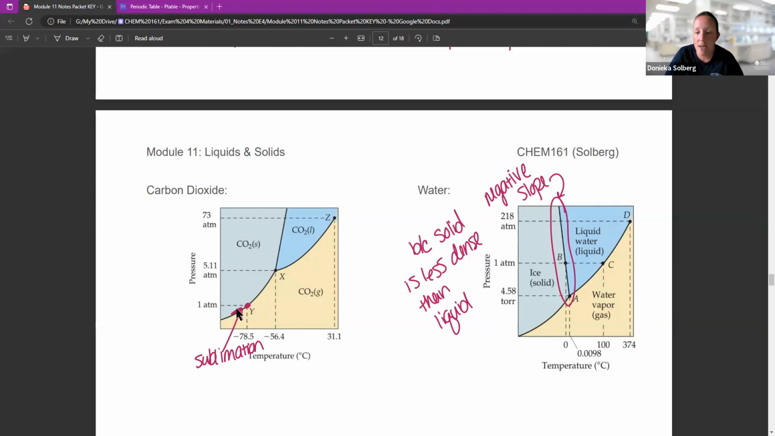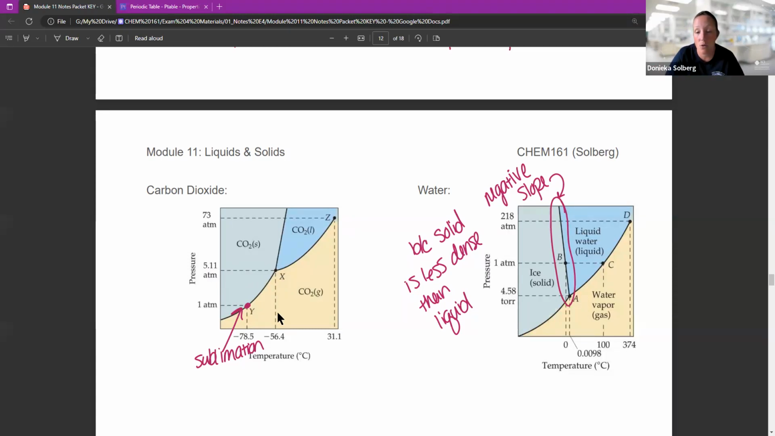The other thing you might notice is where your triple point is. This triple point is at negative 56 degrees Celsius and 5.11 atmospheres, whereas for water, its triple point is very close to 0 degrees Celsius. To get these to actually exist at the same time is almost impossible for water, at 4.58 torr, which is a very, very low pressure. So that is something very difficult to do, whereas the CO2 conditions would definitely be doable in the lab.